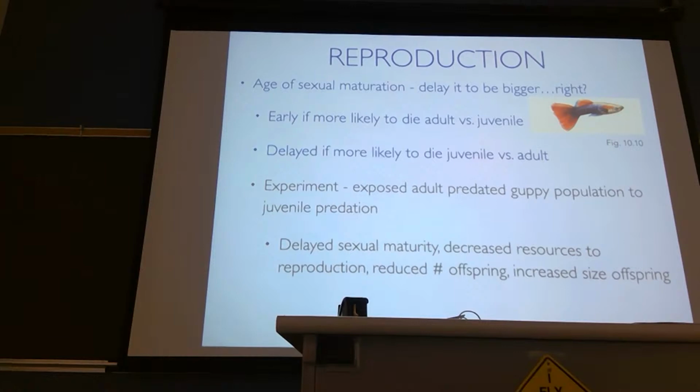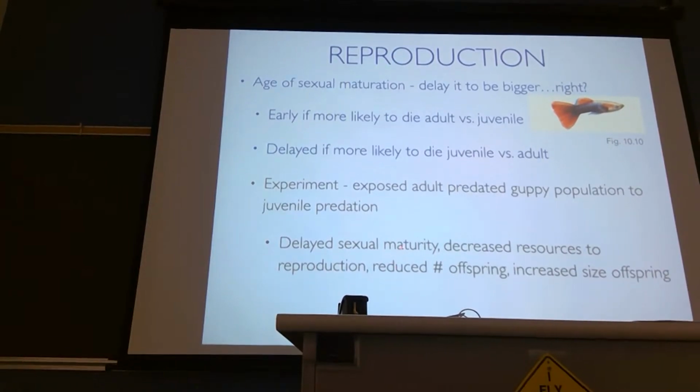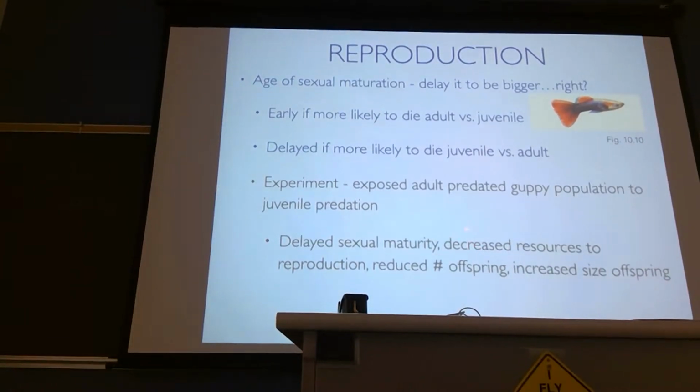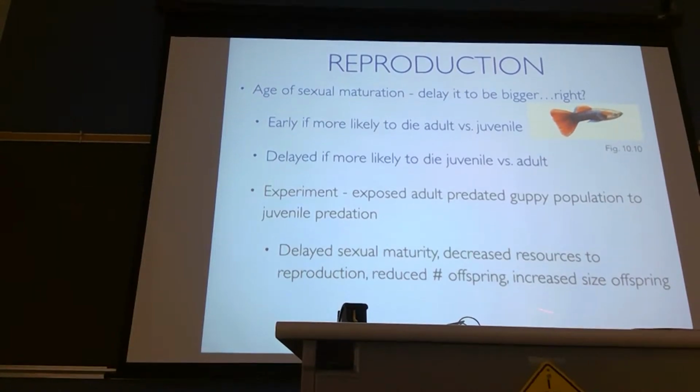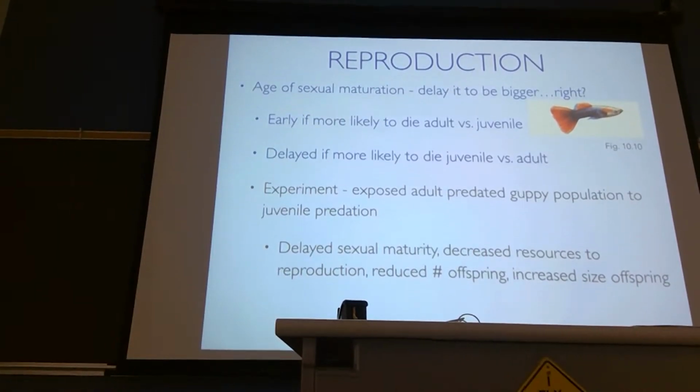And when they took this adult predated population that had early reproduction, they saw that they shifted to the delayed reproduction effort. They saw that they had delayed sexual maturity, that they decreased the resources they put into early reproduction in order to be able to grow bigger. This resulted in less offspring that were produced because they had to wait longer, but each offspring was bigger because they got more resources. And so it's an adaptation to that predator.